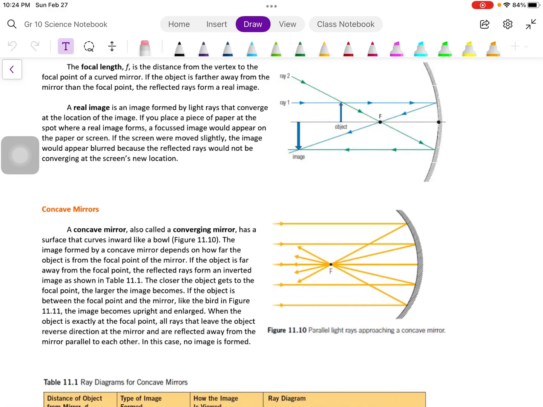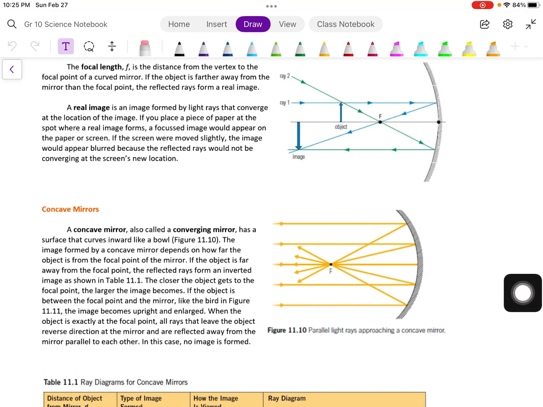Last week you learned about curved mirrors, and we looked specifically at concave mirrors, where the curve curves in. They're also called converging mirrors, and that is because as rays of light come in and reflect off of the curved mirror, the reflected rays come together at this point F, which is called the focus or the focal point.